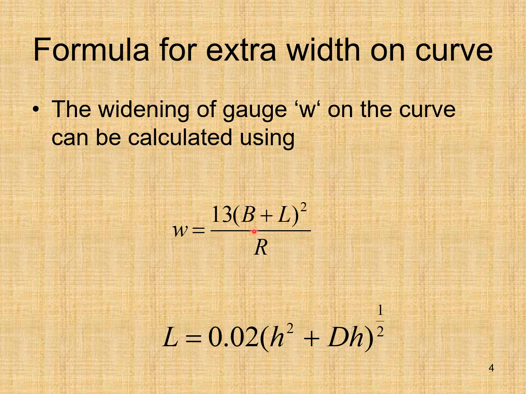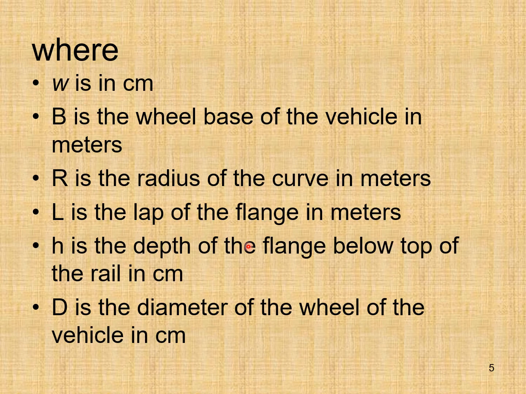And in this formula you can see L is involved. So L is equal to 0.02 times the square root of h square plus dh. W, that is the extra width that we are going to provide, in centimeter you will be getting through the formula. B is the wheelbase of the vehicle in meters. R is the radius of the curve in meters. L is the lap of the flange in meters.